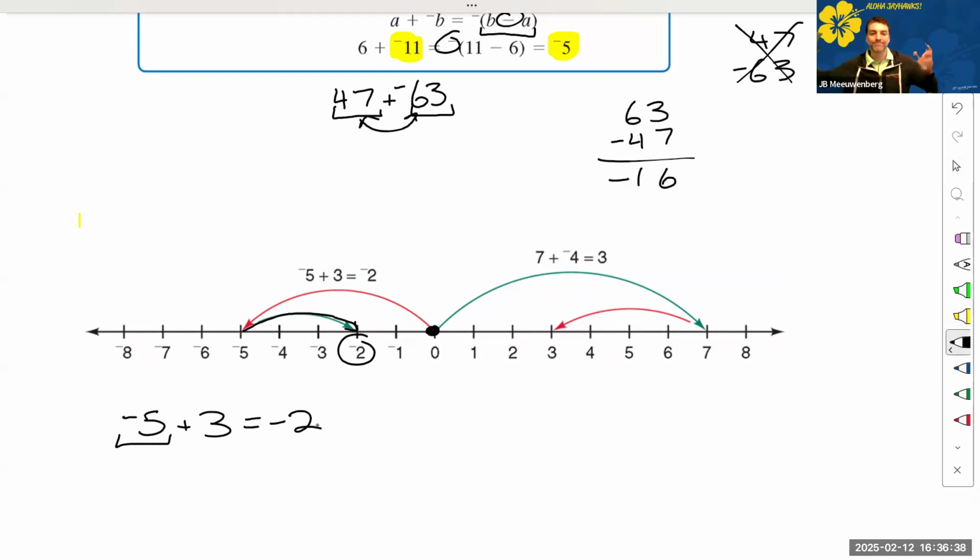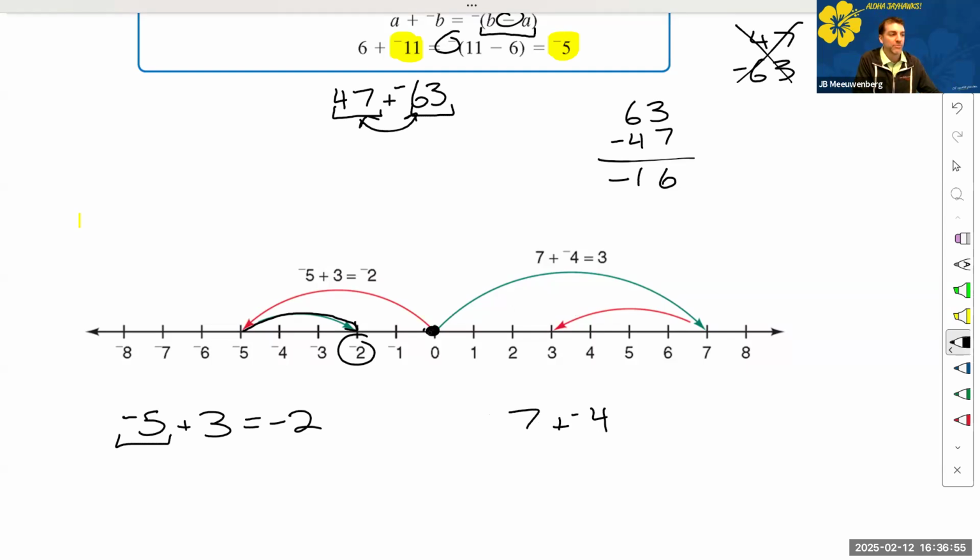This is a little more abstract, I think, than the chips, but it does help with the thinking of which direction are we going on a number line? Are we getting bigger? Are we getting smaller? For the second one, we have 7 plus -4.